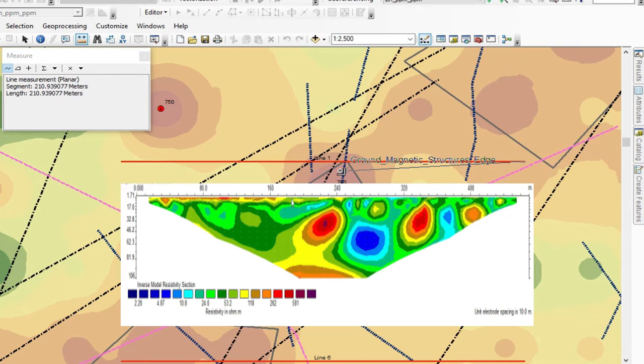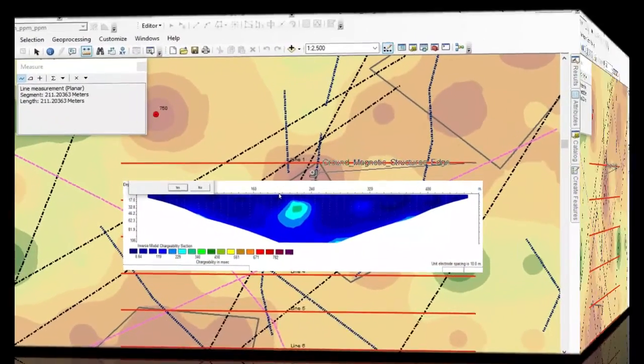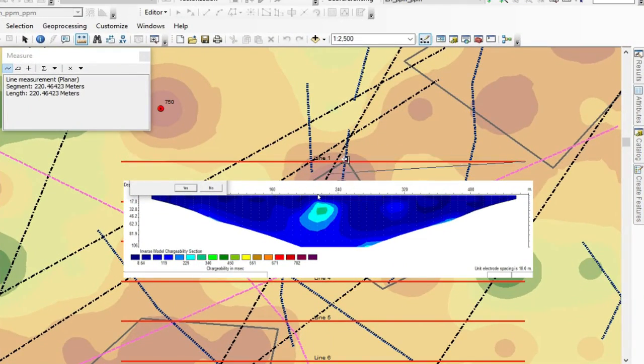So that is our line 1. What did you see? You see where the structure is. Exactly, look at that. Almost from 210, you can see there's a very clear indication that this structure here is true, and that the chargeability here is very high. So definitely this is a very good target.